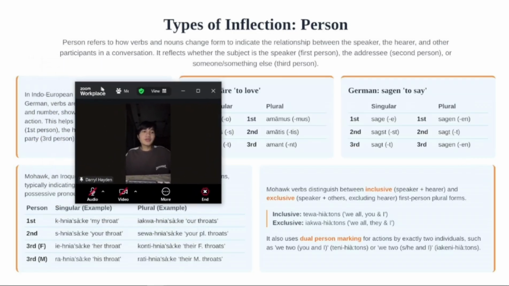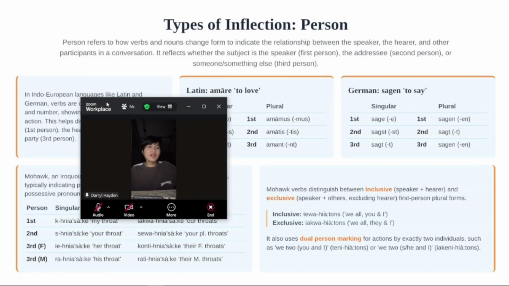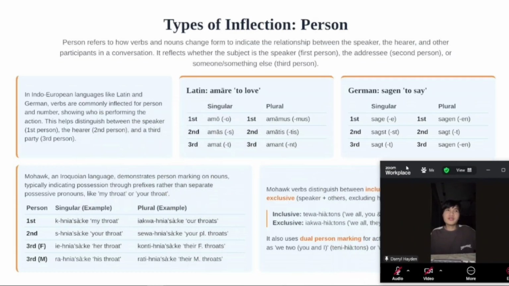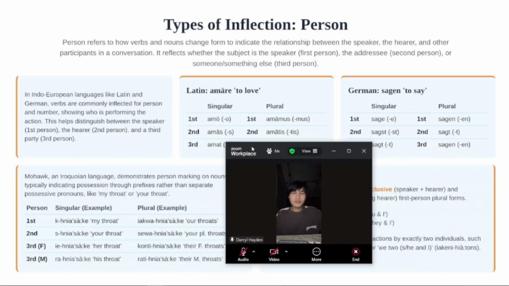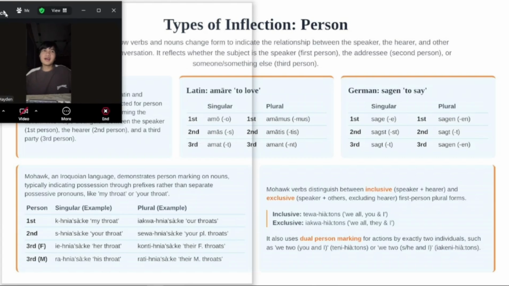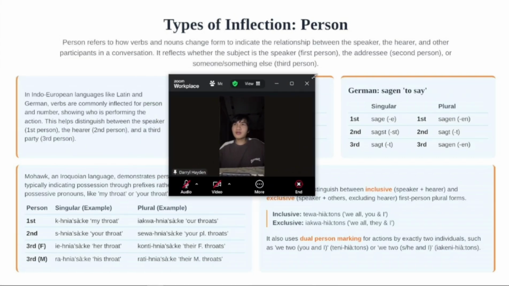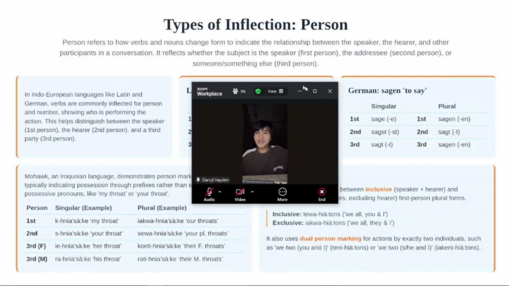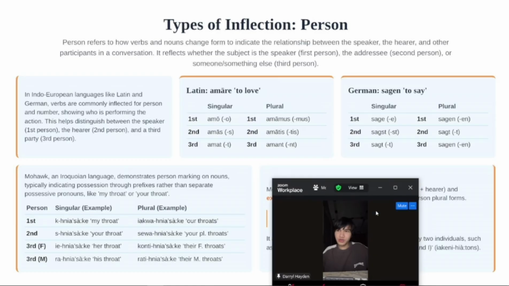Now we'll talk about the types of inflection, which is persons. Okay, so in languages like, where should I put this? I think let's put it here first, because we don't really need to talk about it.